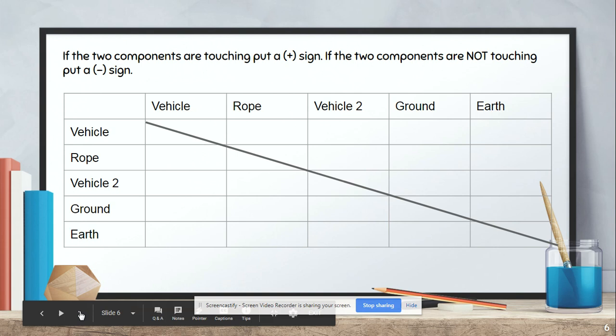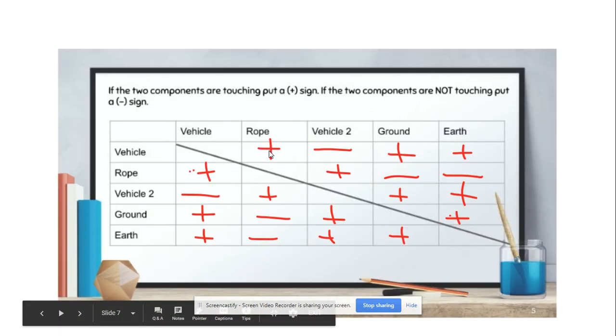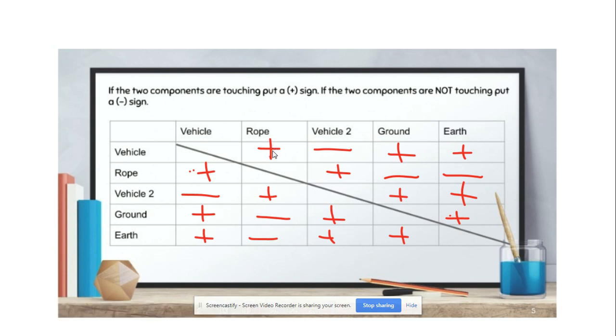Then in class, we filled out this chart where the plus sign between the vehicle and the rope, that plus symbol represents that those two do share a contact force between them. But vehicle 1 and vehicle 2 have a minus sign because they do not share a contact force. They are not touching. And so your child will need to recreate this chart using the ingredients from the sandwich.